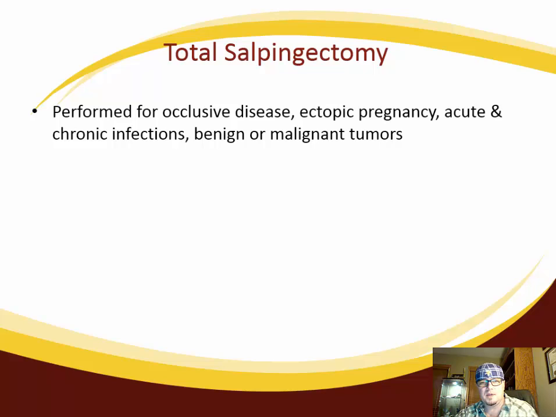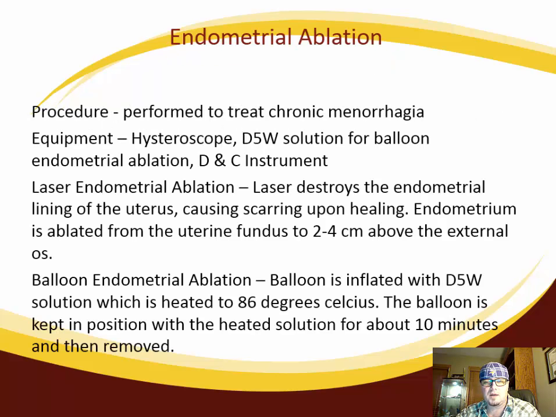Salpingectomy is performed for occlusive disease, ectopic pregnancy, infections, tumors. Basically, we're taking out the tube. I skipped the oophorectomy. Oophorectomy is also something we do mainly for ovarian cancer. They'll get a serum CA-125 titer, and if it shows up cancer, we're going to take that ovary out.